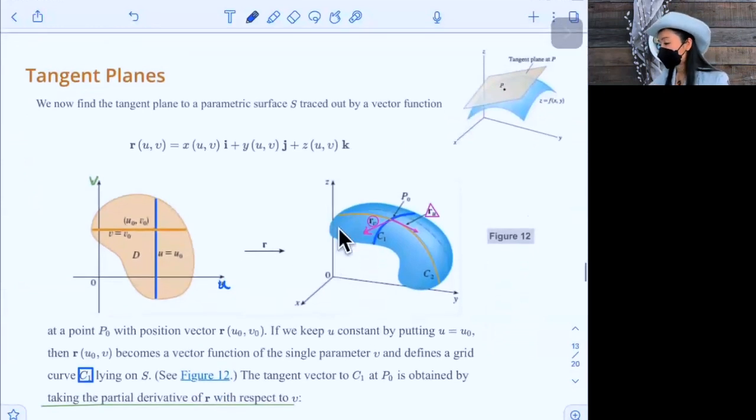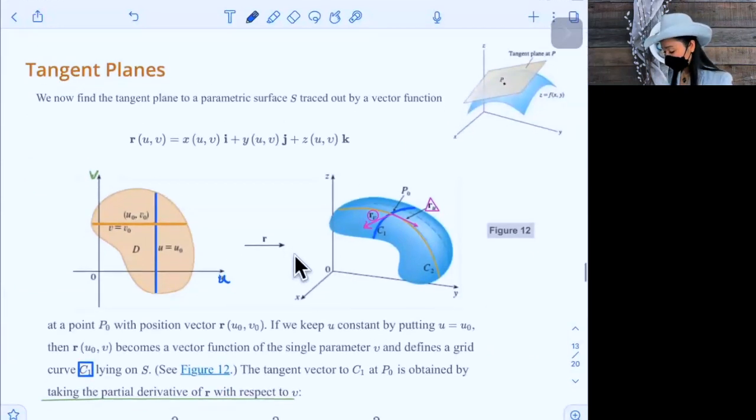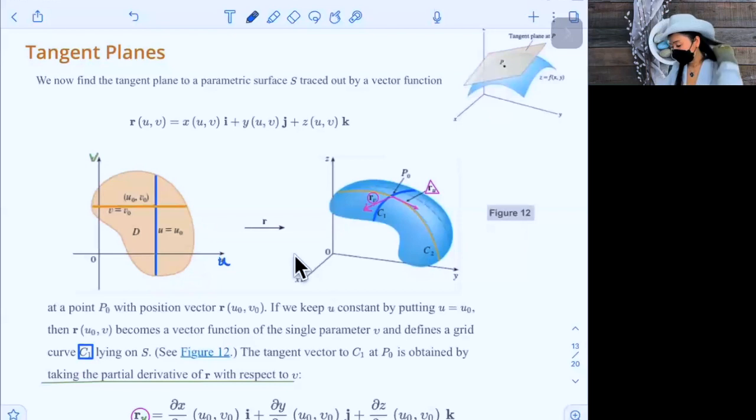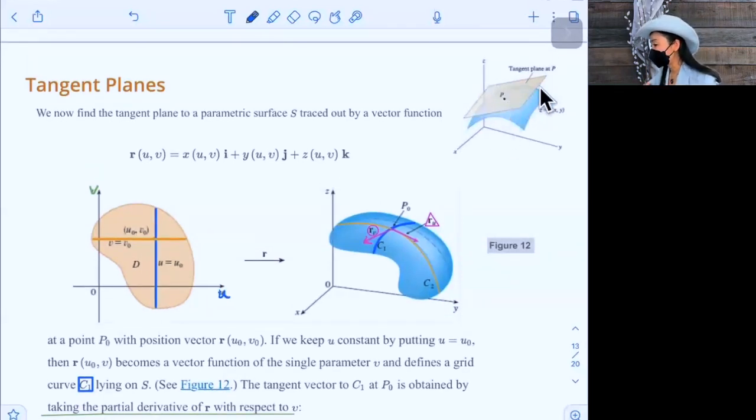Next one, we talk about the tangent plane. So what's the tangent plane? Here's a picture of a tangent plane right here. Here's a surface, here's a point. The tangent plane here is kind of like a patch over there. It just touches the surface at that neighborhood, at one point.